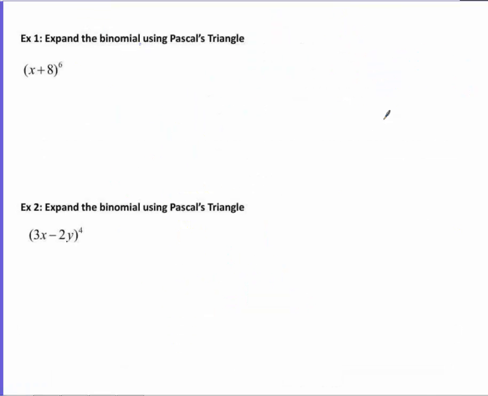Now, expand the binomial using Pascal's triangle. So we have (x + 8)^6. Well, using Pascal's triangle means we need to fill this thing out until we get 6 rows. So here's our 0 row. 1, 2, 3, 4, 5, and then this is our 6th row.